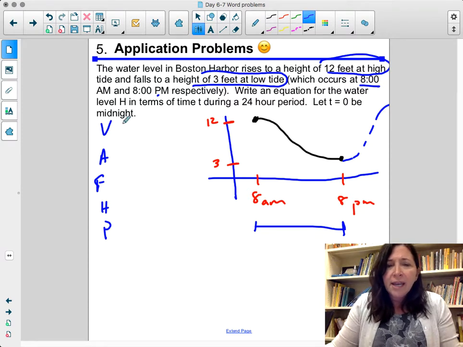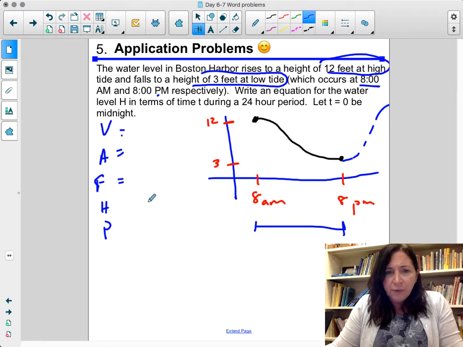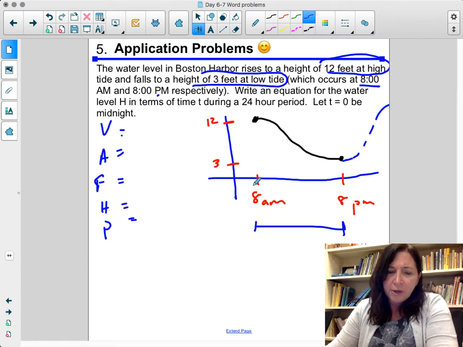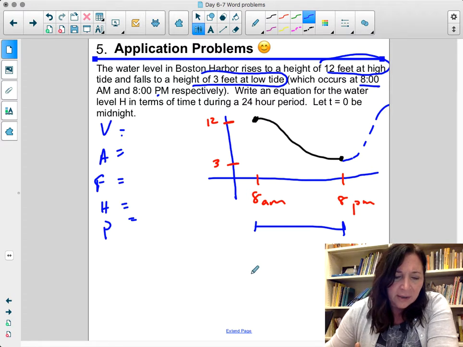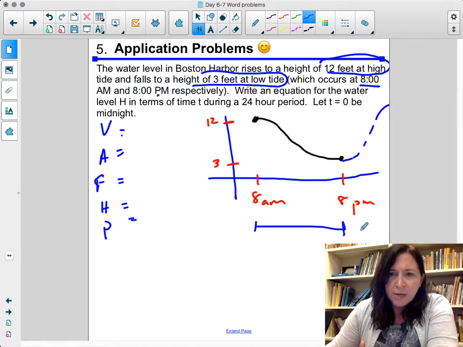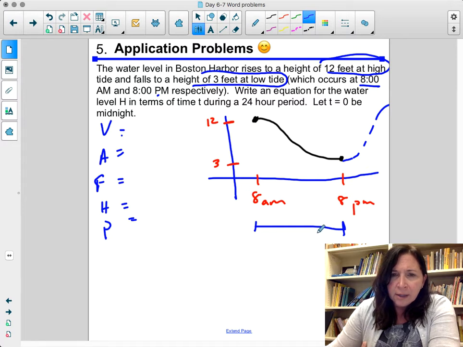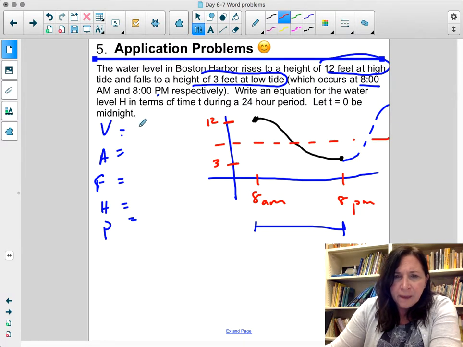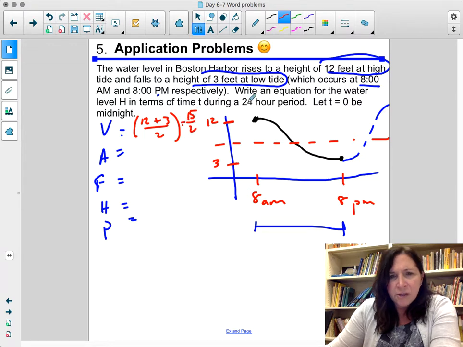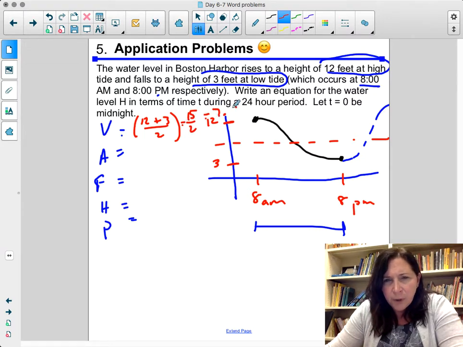So what you've got is your vertical shift, frequency, horizontal shift, and your period. We know that this is the line going across my top. We're going to cut this in half for my vertical shift. We're going to add these up: parenthesis, 12 plus 3, divided by 2. That's 15 halves, so my vertical shift is 7.5.